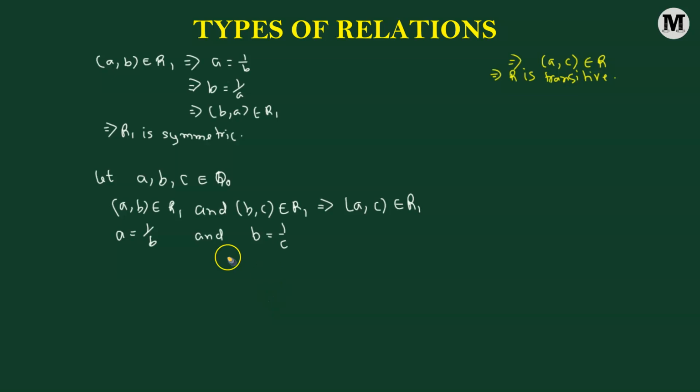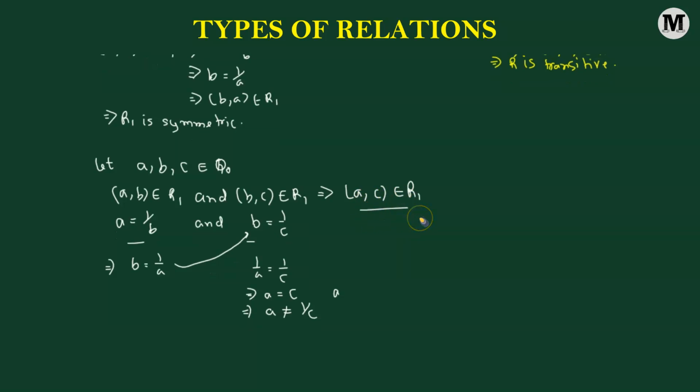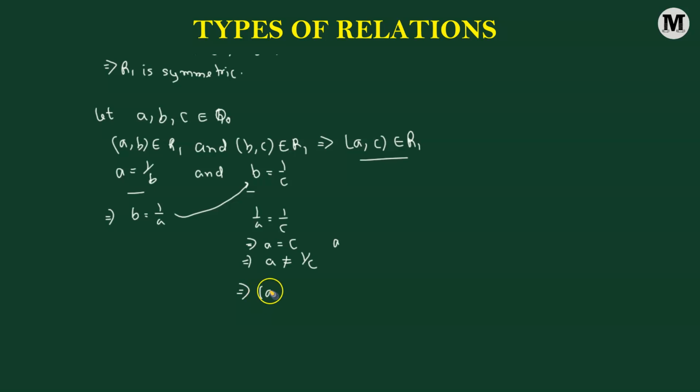Now, let's try to equate these two equations. Here B will be equal to 1 over A, and we're going to replace this B into this equation so that we get 1 over A equals 1 over C. And that's giving us A equals C. However, we are not getting the condition that A equals 1 over C, because we're getting A equals C. We actually needed A equals 1 over C in order to say that A comma C belongs to R1. So this means that the ordered pair A comma C does not belong to the relation R1.